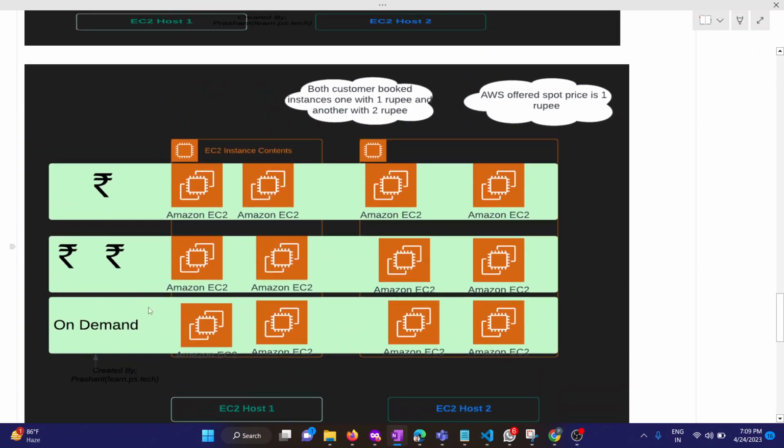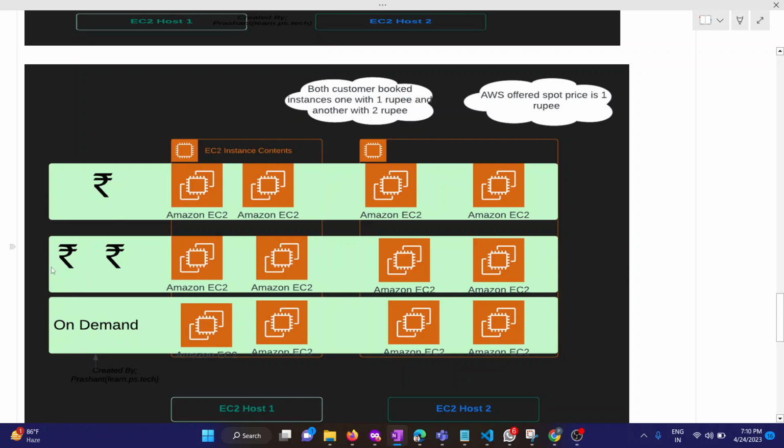See, this is our on demand host 1, host 2. It is hosting 2 EC2 instances, and this is hosting 2 EC2 instances. Now AWS has created spot instances, like these 4 from this resource pool, and has offered 1 rupee for these as a spot price. Suppose I offered 1 rupee only and you offered 2 rupees only. So you will be charged 1 rupee for the spot price.